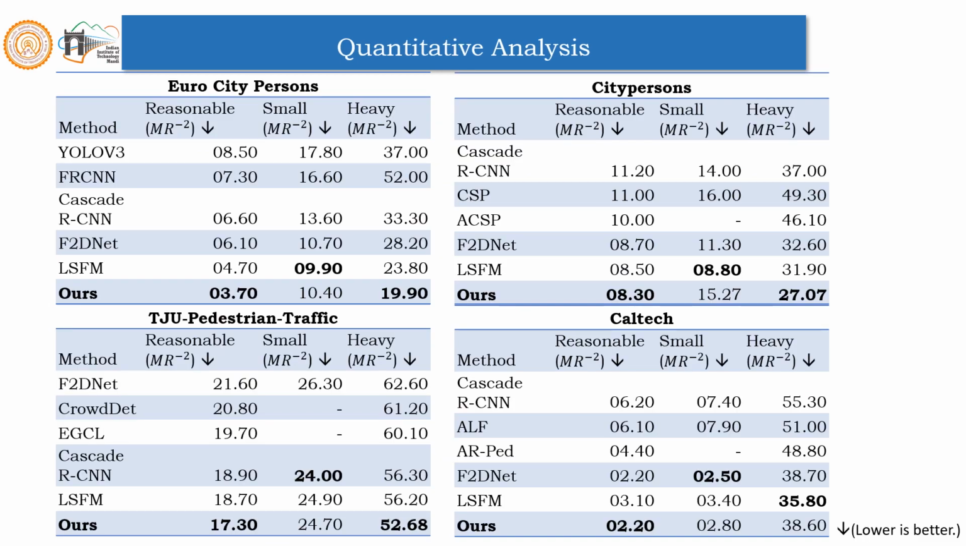When we perform a quantitative analysis and compare the performance of our models on four different benchmark datasets, EuroCity Persons, CityPersons, TJU pedestrian traffic, and Caltech, we see that our model consistently performs better than the existing state of the art, giving out a very low miss rate in comparison to the rest.